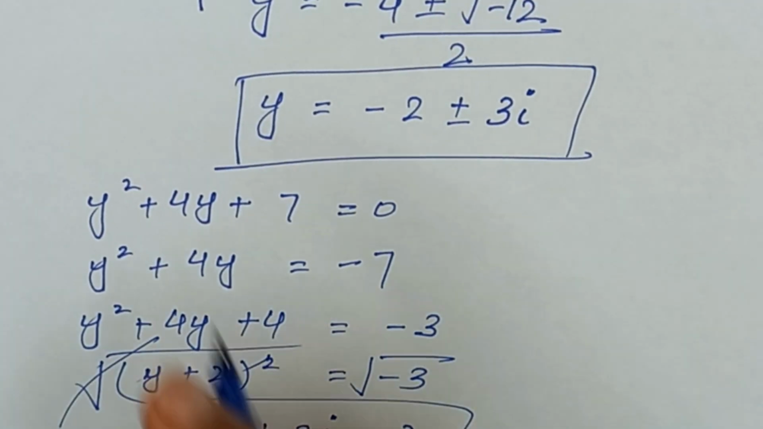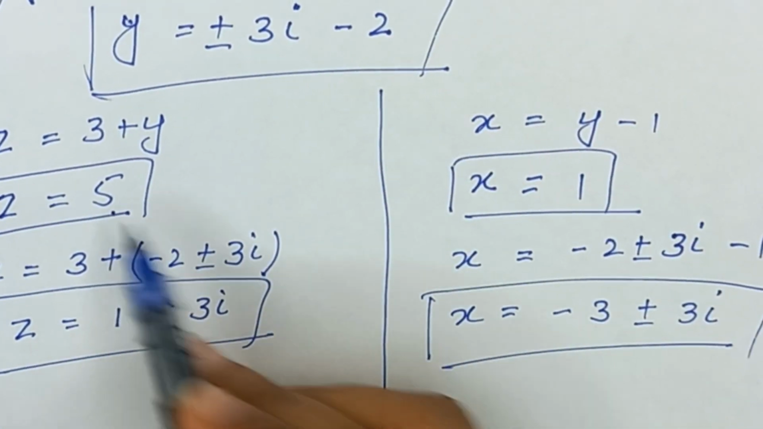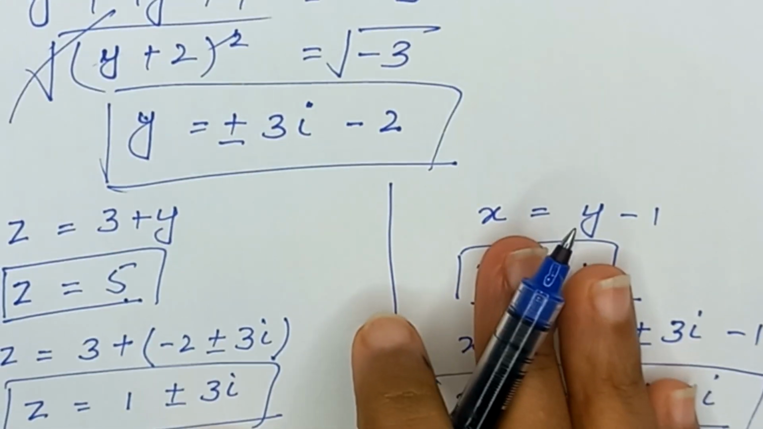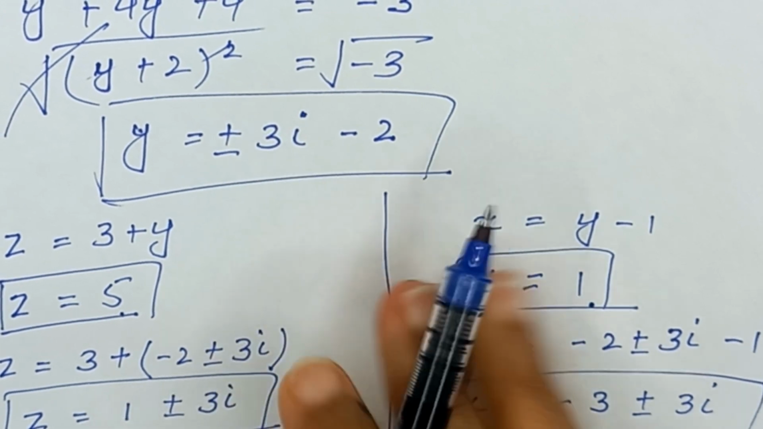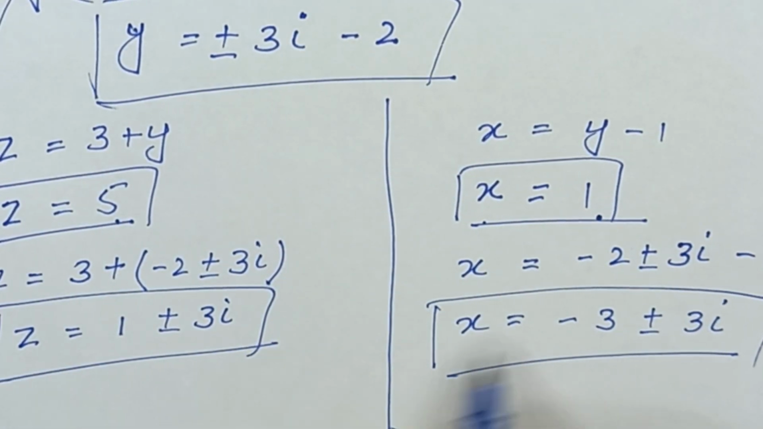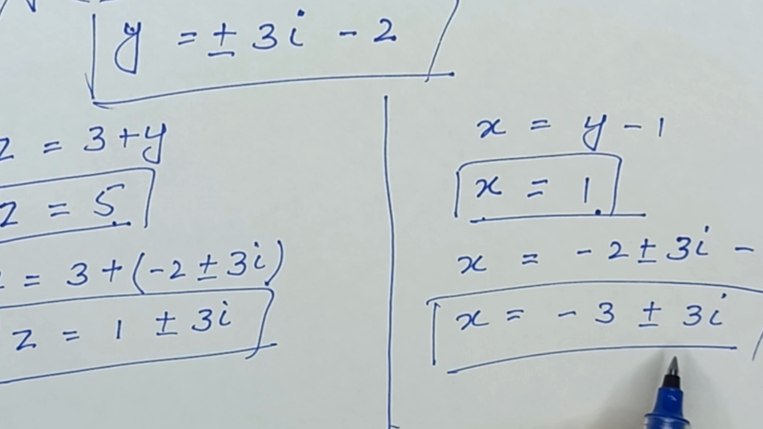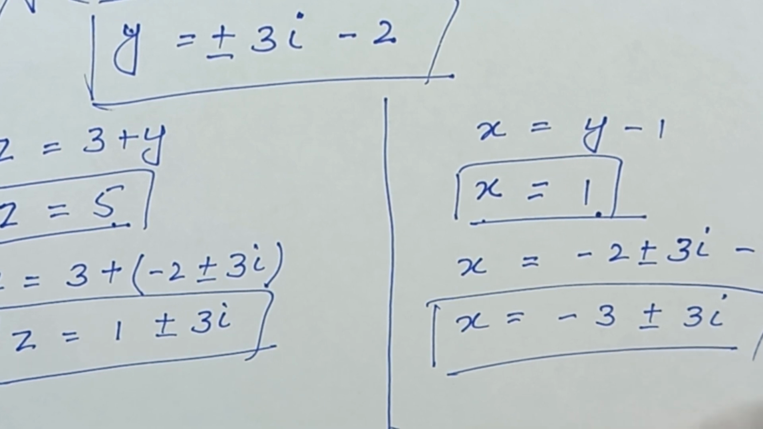Okay, when y is equal to 2, z is equal to 5 and x is equal to 1. When y is equal to negative 2 plus minus 3 iota, then z is equal to 1 plus minus 3 iota and x is equal to negative 3 plus minus 3 iota. So these are the values of x, y and z for this problem.